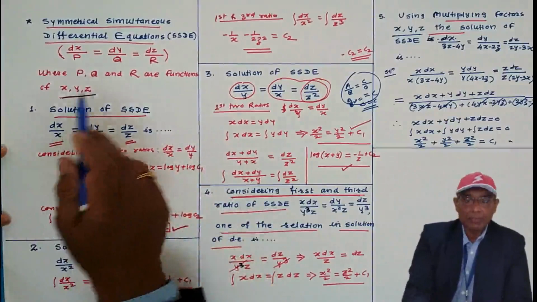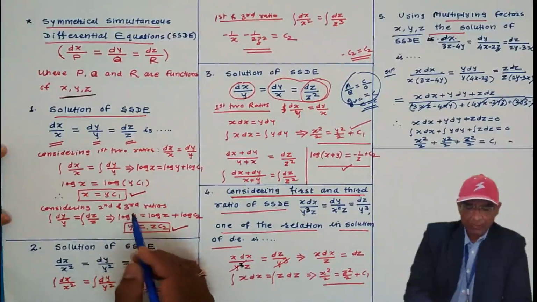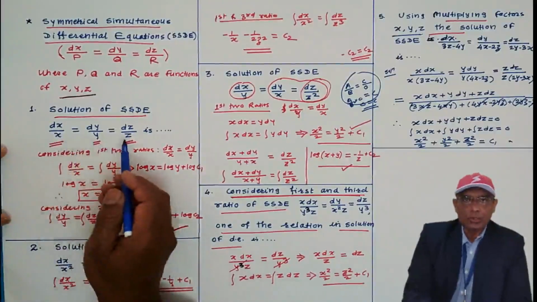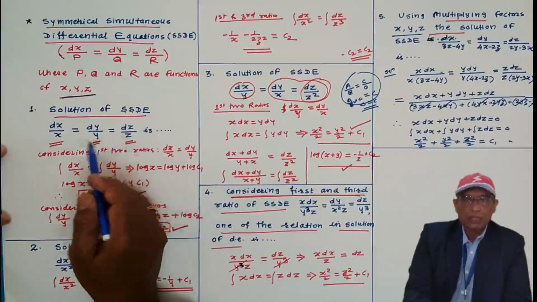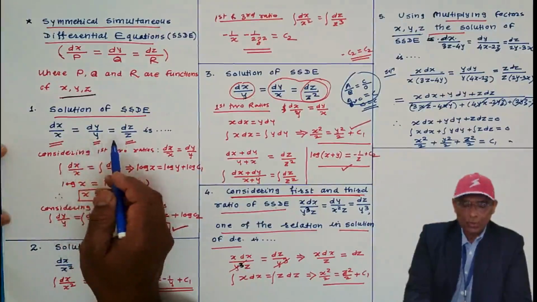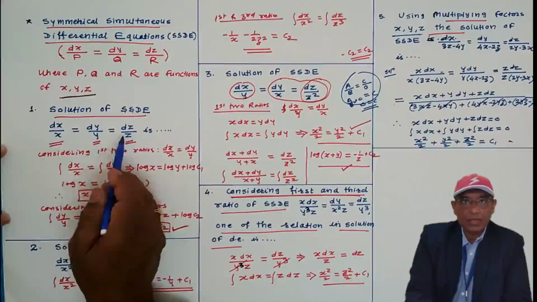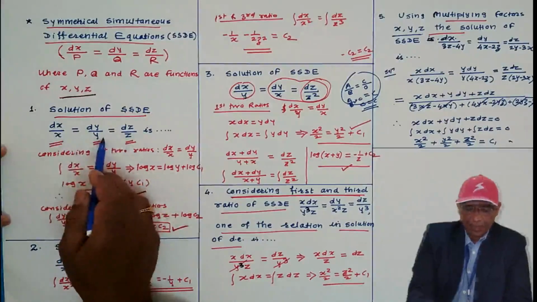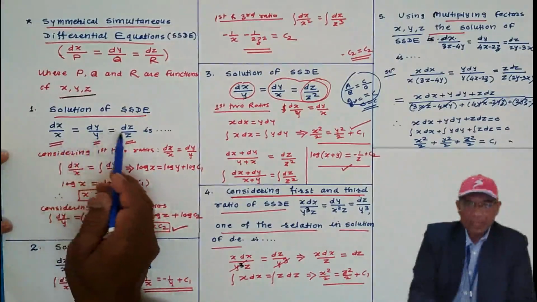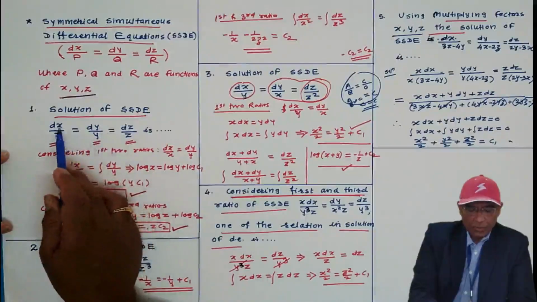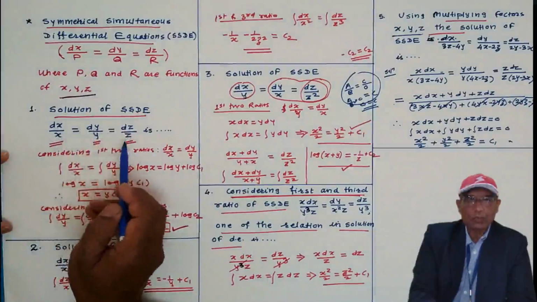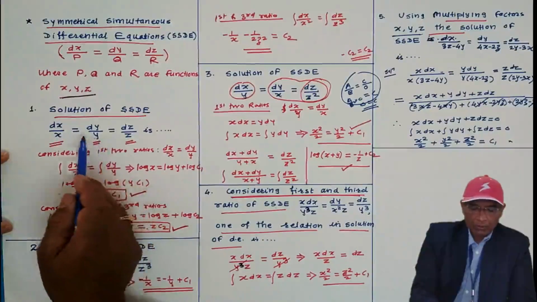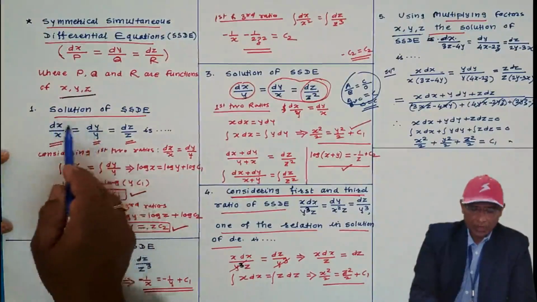Here, in a symmetrical simultaneous differential equation, what happens? We get two solutions, and these two solutions will contribute the general solution of this given differential equation. Now, if you look at these three ratios, this is the ratio of x, this is the ratio of y, this is the ratio of z. In this case, you can equate any two ratios.